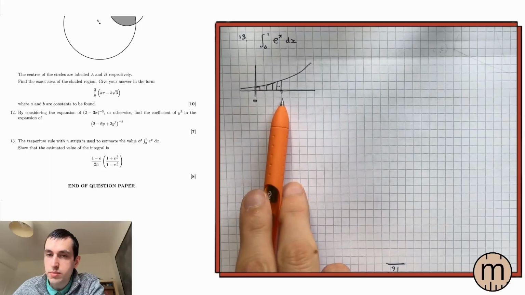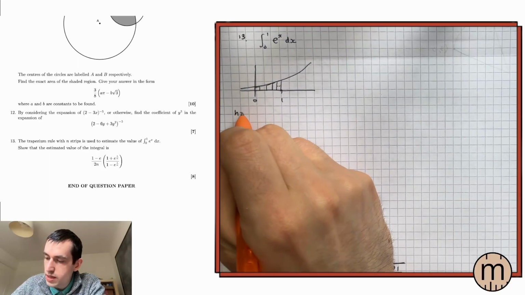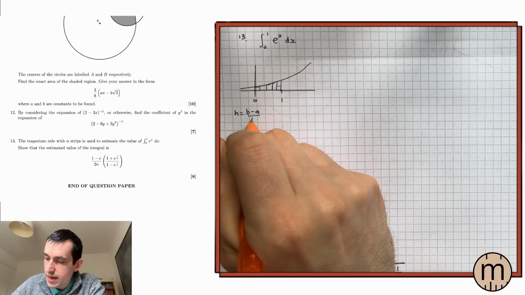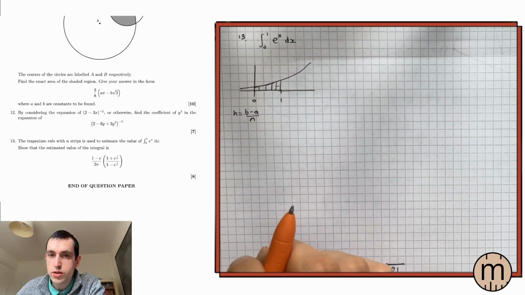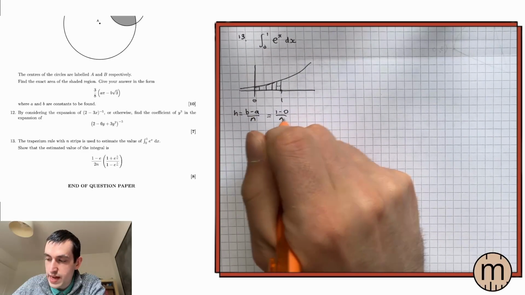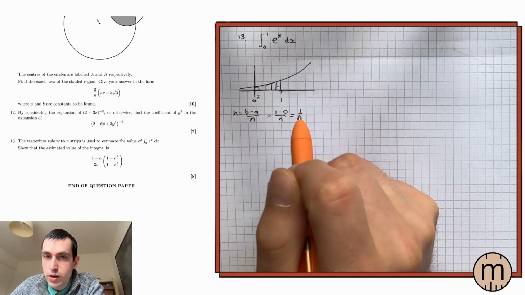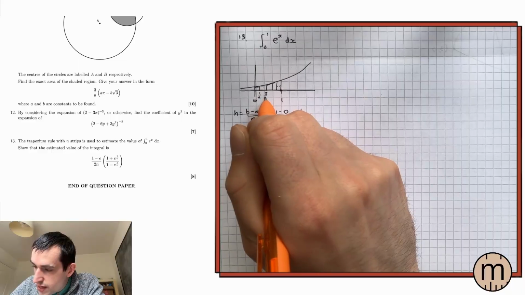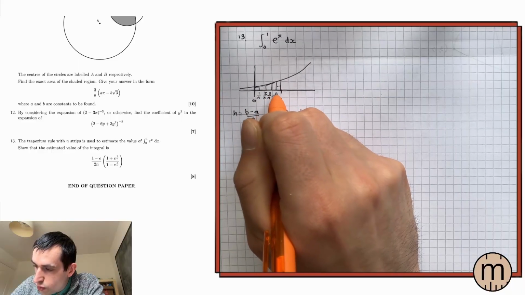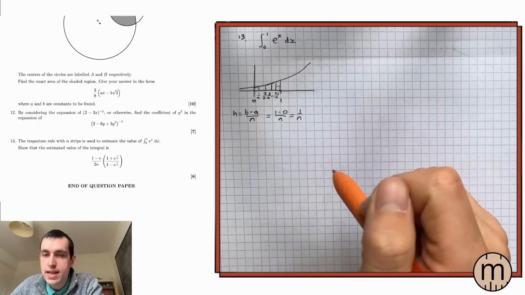If there are n strips in total, that means that we can use the formula h equals b minus a over n to find the width of each strip. That's given in the formula book. I'm going to get 1 minus 0 over n, or 1 over n. So this little guy is going to be 1 over n, and then 2 over n, 3 over n, all the way down to n minus 1 over n. So those are the x values.